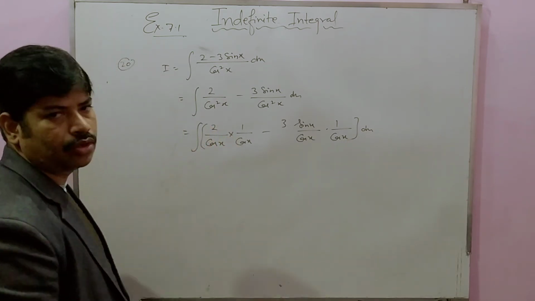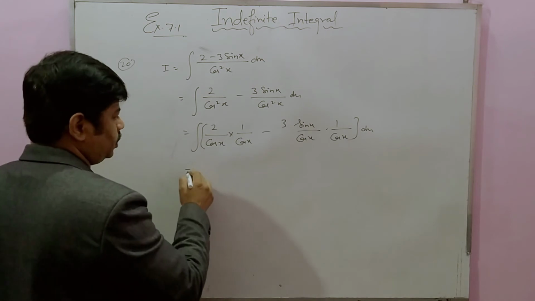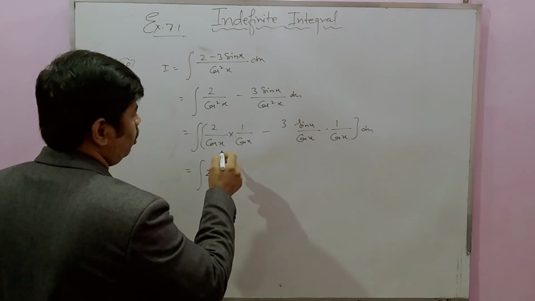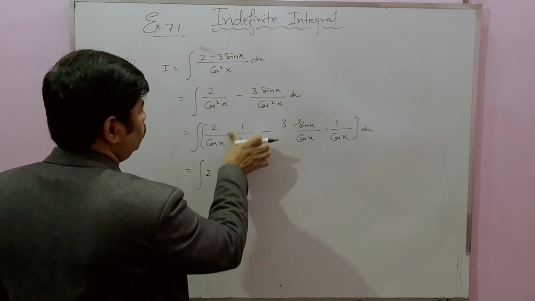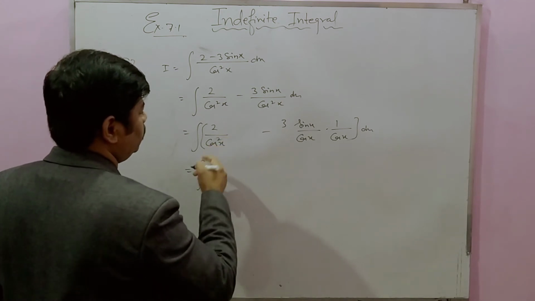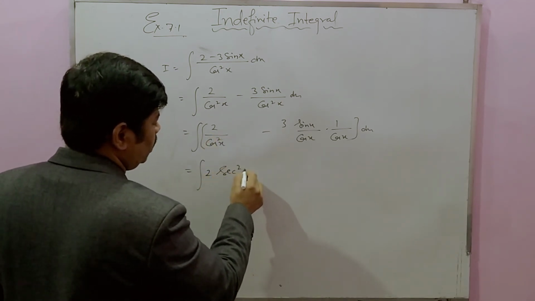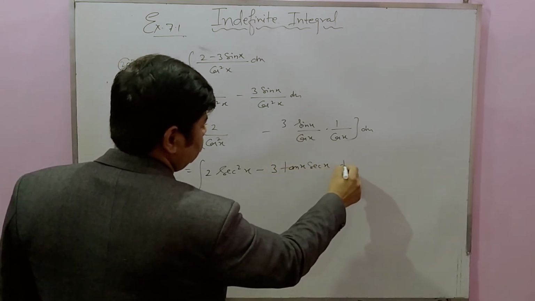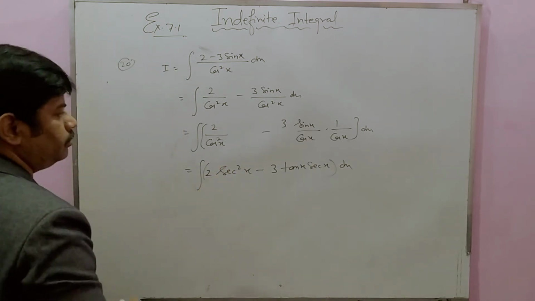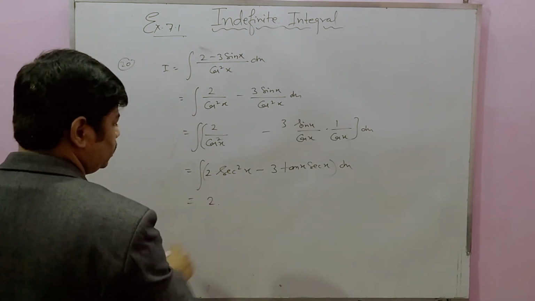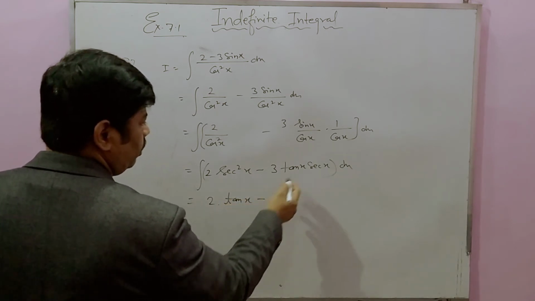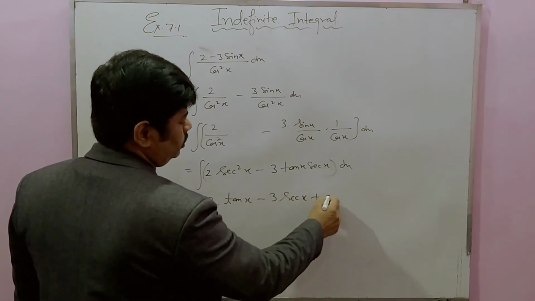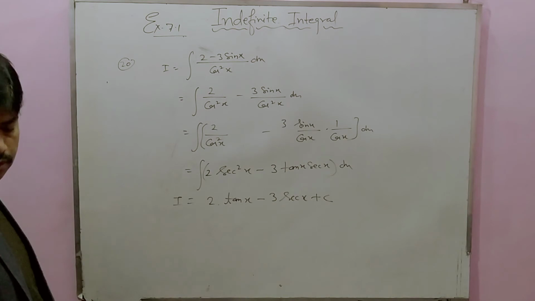Okay, we are going to break cos square x as cos x into cos x. So it should be 2 times 1 upon cos square x, which is sec square x, and 3 tan x sec x dx. Now the integration of 2 sec square x is 2 tan x, and minus 3 times the integration of tan x sec x is sec x, plus c. This is your answer number 20.